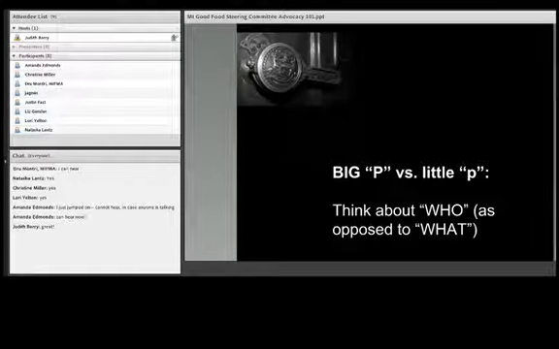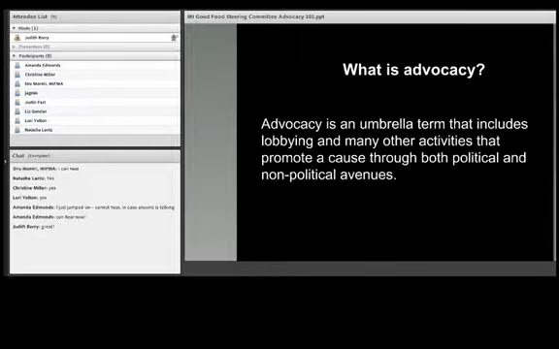I'm just saying. So, again, looking at a common understanding of what we're talking about, I'm going to go to the next thing. And we talk about advocacy, and this is interesting. Everybody's pretty comfortable with the term advocacy. It is the umbrella term, and it covers a whole range of activities, including direct lobbying, that promote a cause through political or non-political avenues.